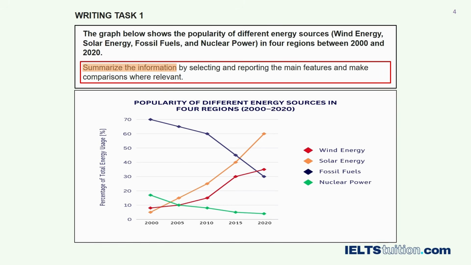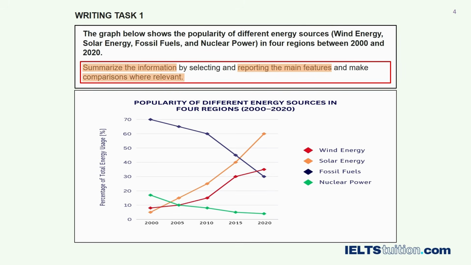Then we have selecting and reporting the main features. It's important to understand that you are to highlight only the principal elements. Given that your response will be concise, about 150 to 180 words, you must decide which details are essential. This means prioritizing significant data and trends over less critical information.